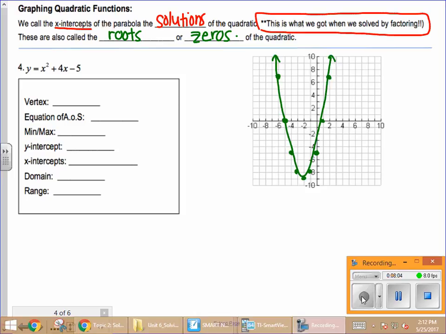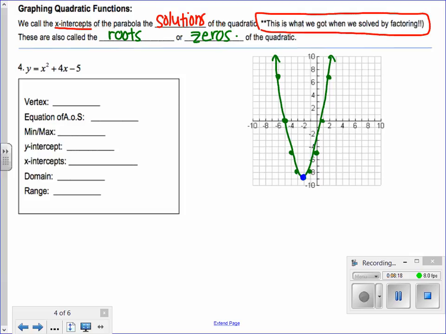All right, once you've made your quadratic, or your parabola, it should look something like this. Mine isn't exactly perfect in tracing, but it's close. You can tell it's a parabola. From this graph, we're going to identify all the information that's in the box. The vertex is where my graph turns direction. On this graph, that appears to be at negative 2, negative 9. We're going to write that point as an ordered pair.